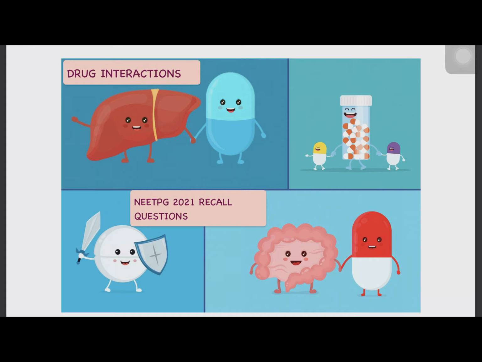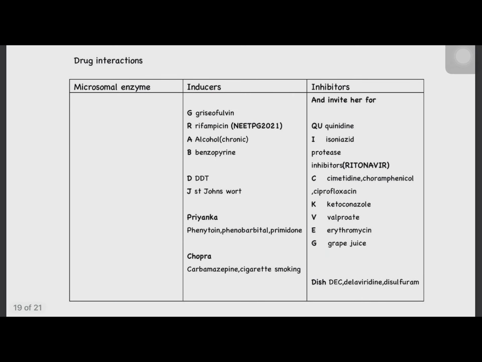In this short revision video, we are going to discuss drug interactions. Apart from that, this video includes 2 NEET PG recall questions based on your general pharmacology. So let's begin. The first point we are going to discuss is microsomal enzyme inducers and inhibitors.